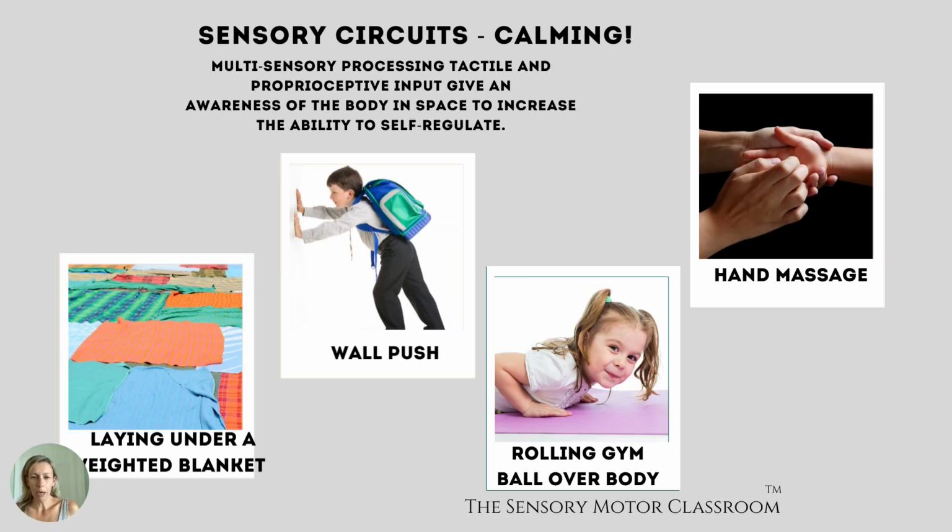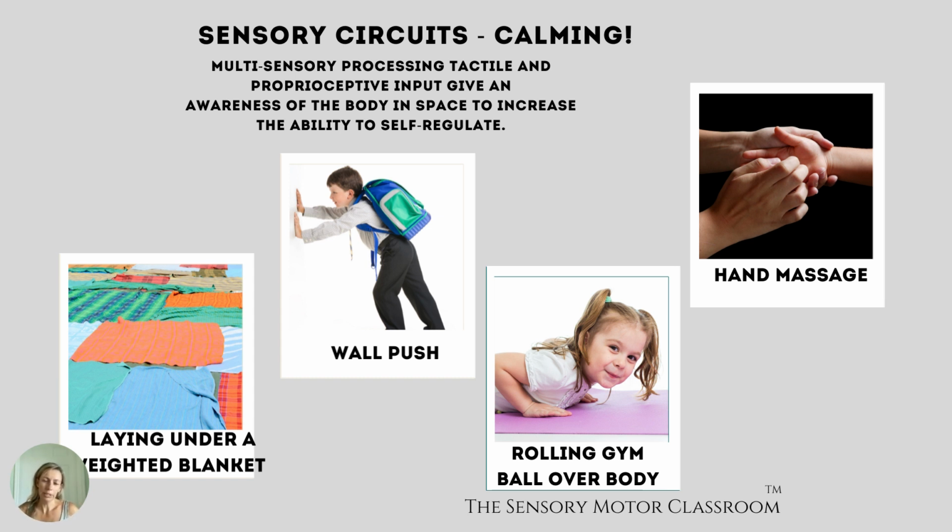Then we want to look at calming. When we look at calming, we want to think of, again, multisensory processing, but this time we're looking at the tactile and proprioceptive input to give an awareness of body and space, to increase the ability to self-regulate. So this one, if we're thinking tactile and proprioception, sometimes it can be lying under a weighted blanket. This can give lots of tactile and proprioceptive input.